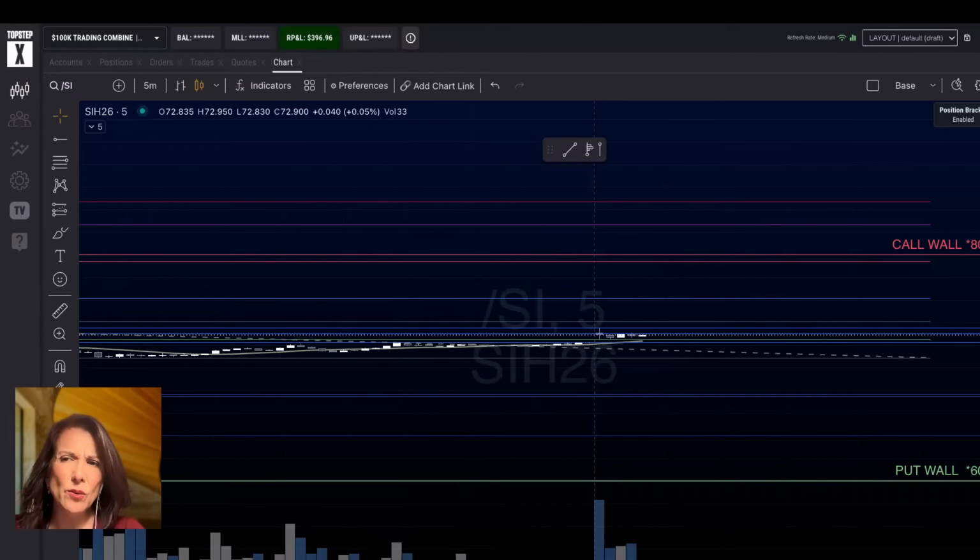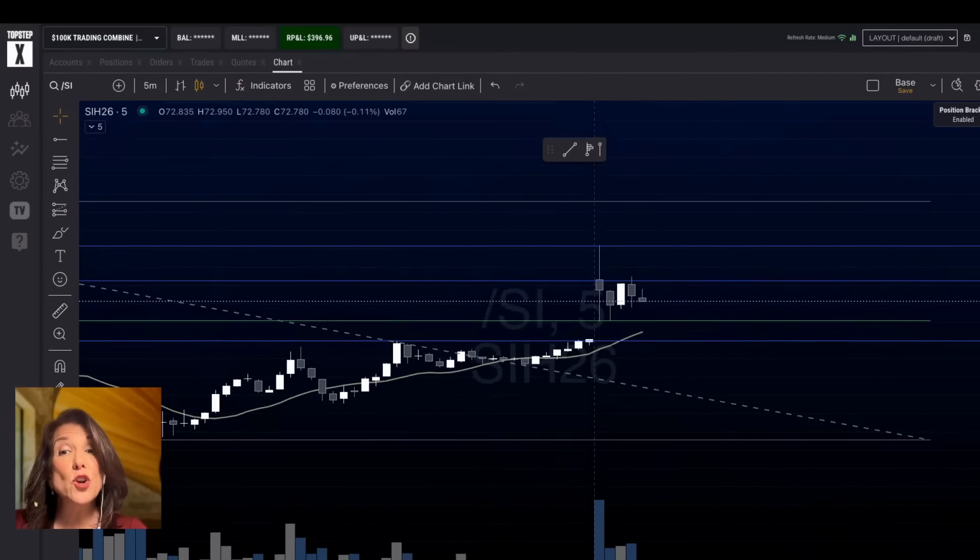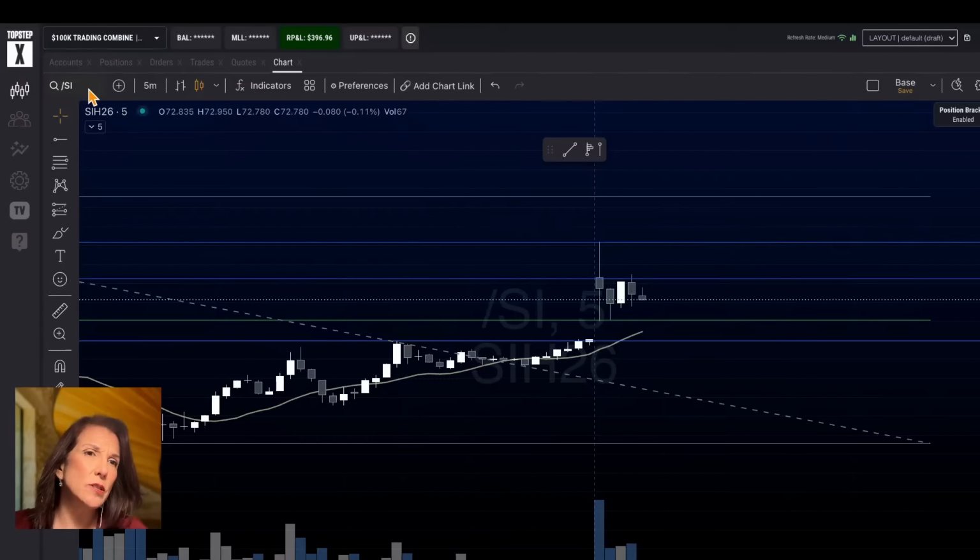Now you might go, well, how does that help me? It doesn't really help us at all until we're right on the number. And so what that means is when we get close to those numbers, they start telling us that the traders are going to have to make some decisions.